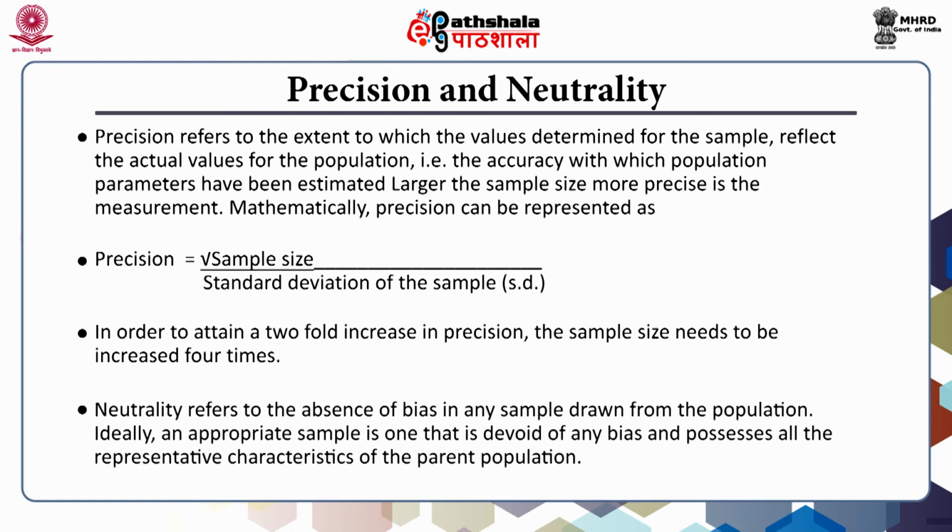Neutrality, on the other hand, refers to the absence of bias in any sample drawn from the population. Ideally, an appropriate sample is one that is devoid of any bias and possesses all the representative characteristics of the parent population. The differences in characteristics of sample and population, if any, ought to be negligible. One way to avoid bias is by evolving a bias-free study design. When dealing with human subjects, a single or double-blind study takes care of the bias problem to a large extent. When dealing with other living organisms, triplicate sampling helps to avert bias to a large extent.